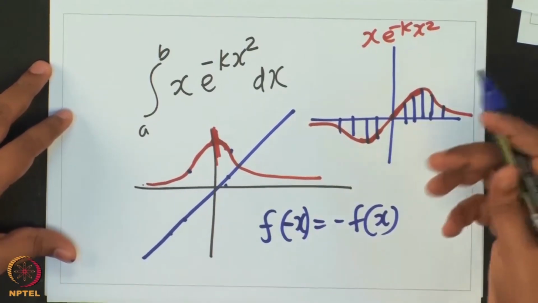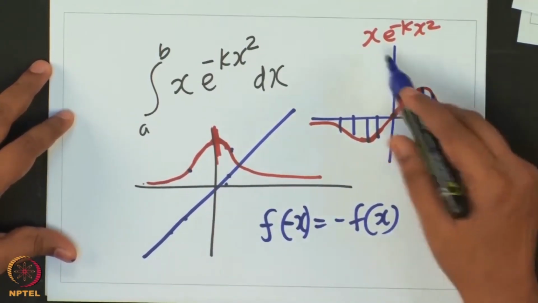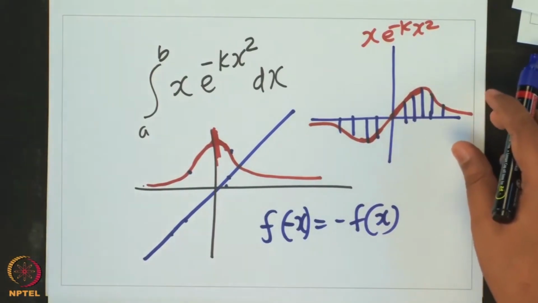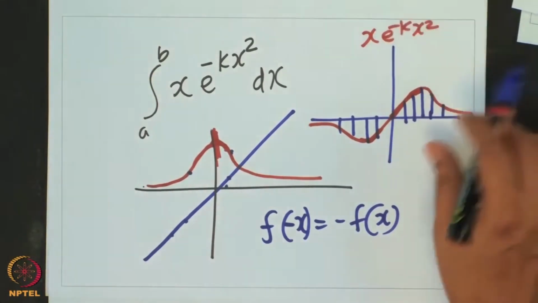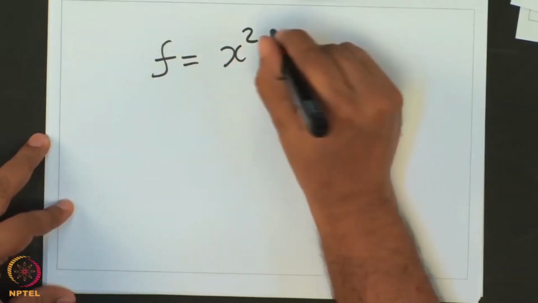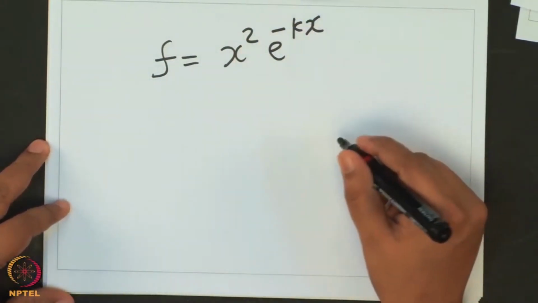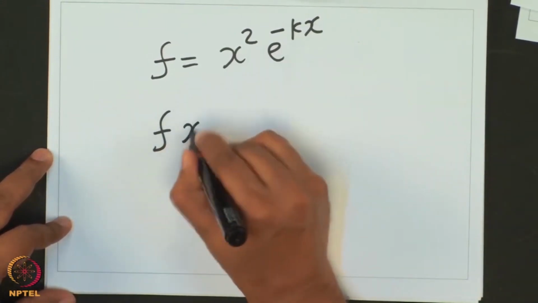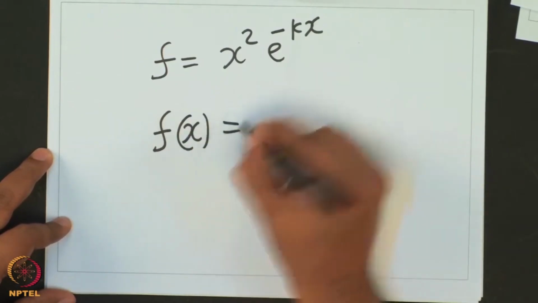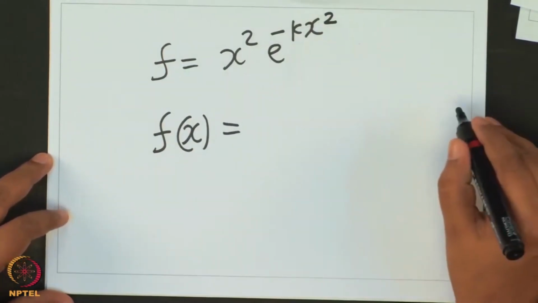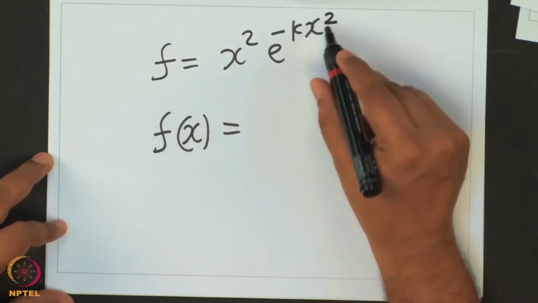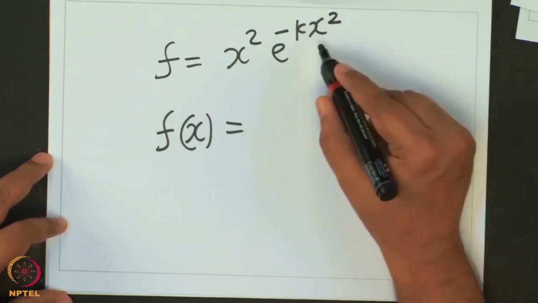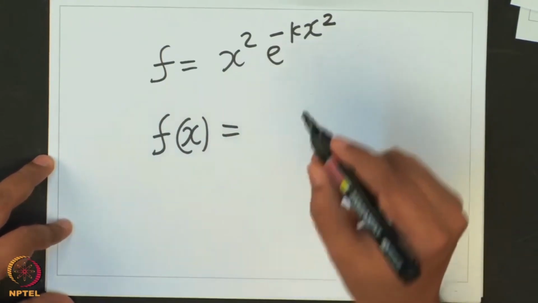You could think of many functions which are products of two functions, like x square e power minus kx square. Let us take this function, x square e power minus kx square. This is not an odd function, but it's an even function, interestingly. The function is x square e power minus kx square, and this function is actually an even function.